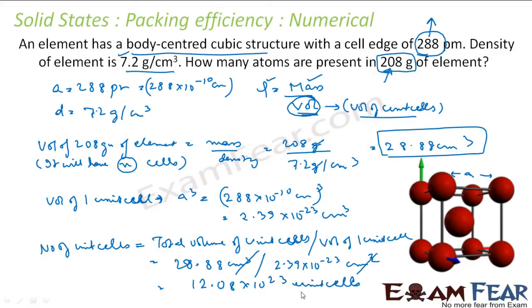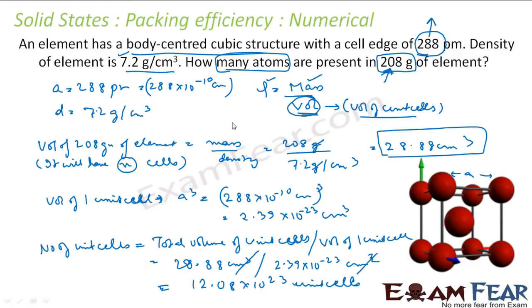So 208 grams of element will have these many unit cells. But the question is different. The question is how many atoms are there. Now we'll take advantage of the fact that it is a body-centered cubic structure. Since it is a body-centered cubic structure, each unit cell will have 2 atoms. So number of atoms will be how much? You multiply this number by 2.